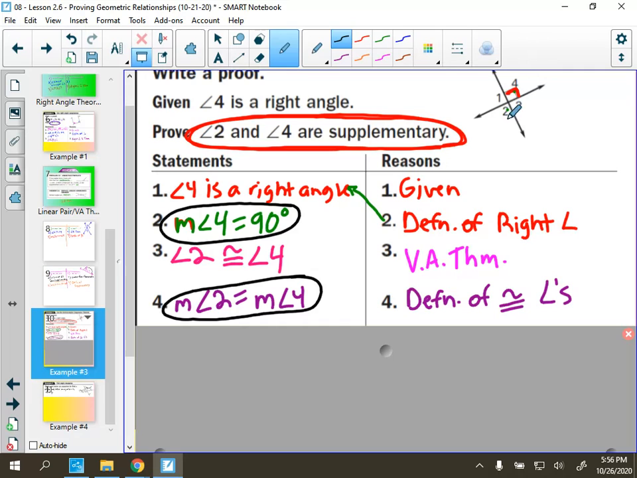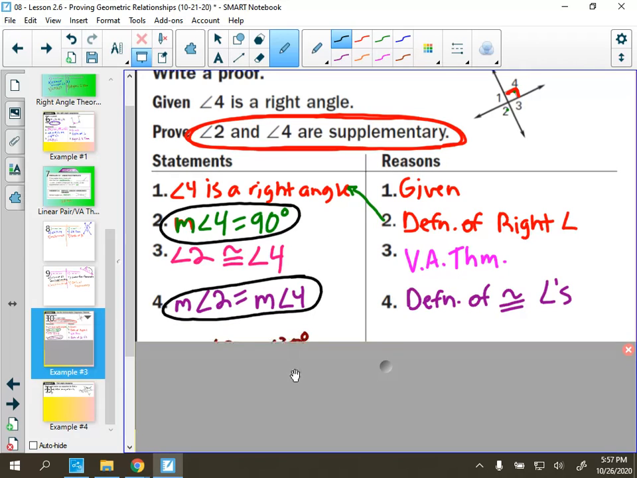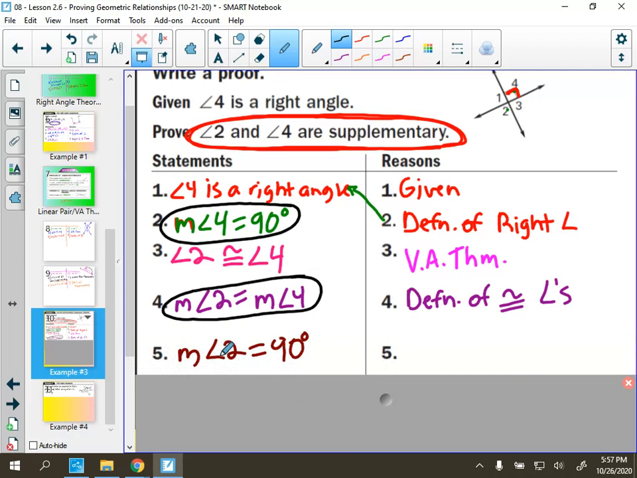Let's see what we're talking about. We said 2 and 4 are equal. 4 is 90. I think the next thing we want to establish is 2 being 90. We haven't said that yet. We know 4 is 90 because we were told it was a right angle. We know 2 and 4 are the same, so one of the next things we want to say is that the measure of angle 2 also has to be 90. So we're combining these two statements. 2 and 4 are equal. 4 is 90. So, of course, the measure of angle 2 has to be 90.